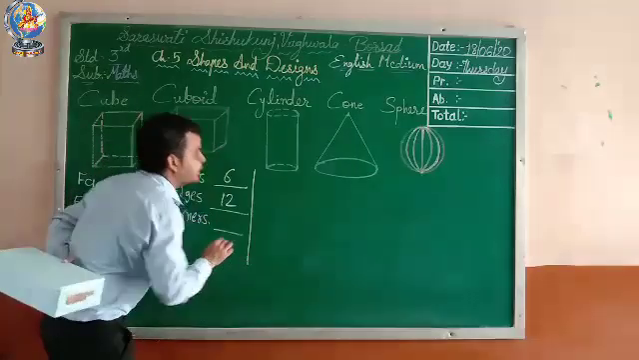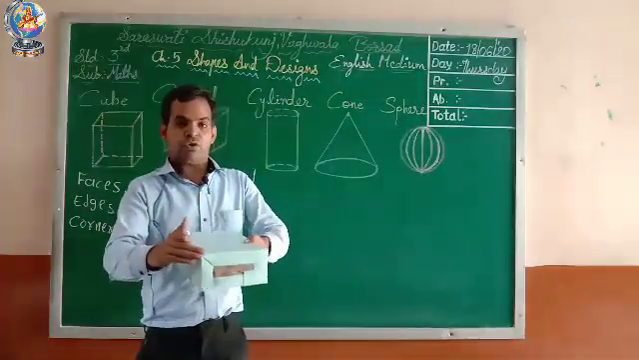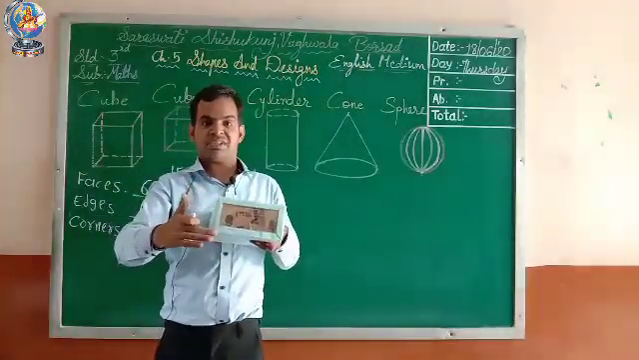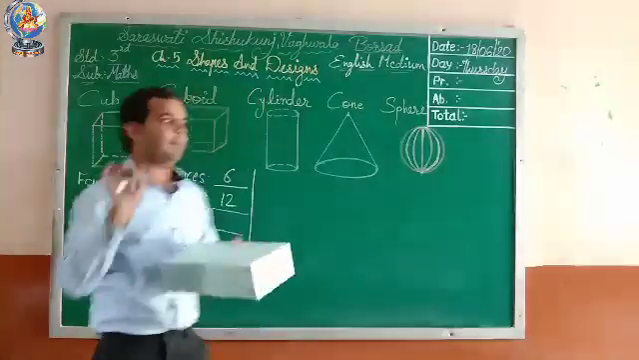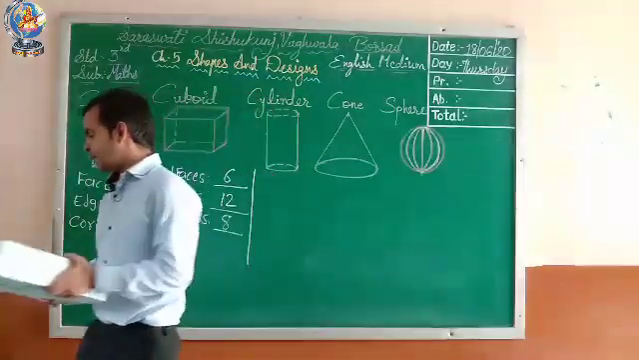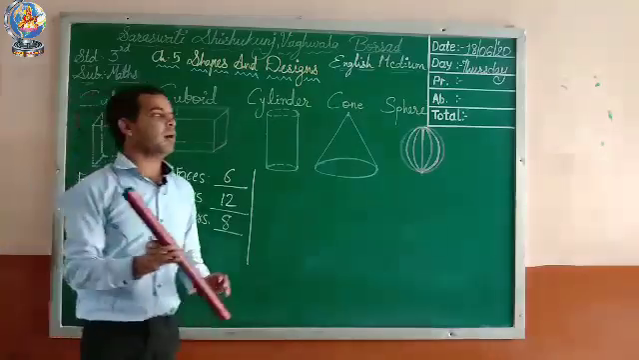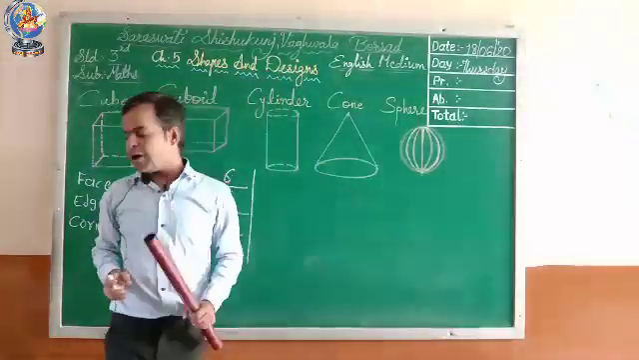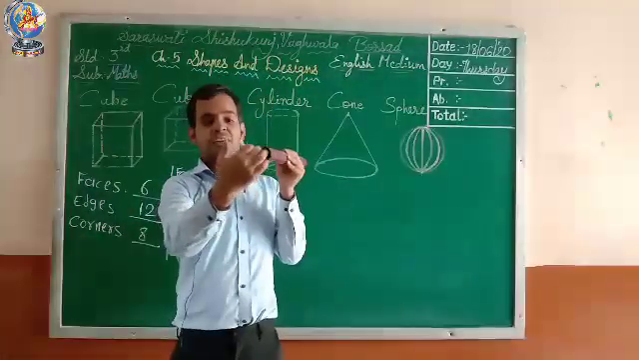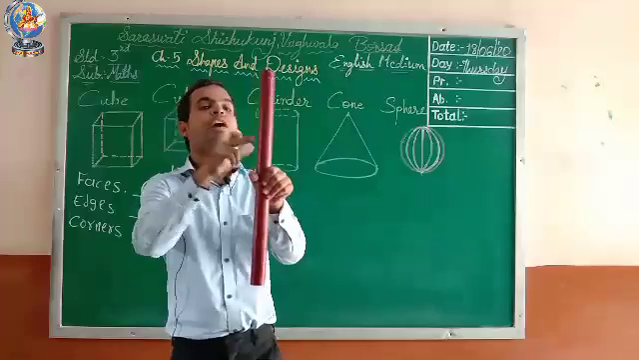Okay, now let's discuss the corners. How many corners in the cuboid shape? If we see here the corners, 1 2 3 4, then 5 6 7 8, which means the cuboid shape has 8 corners. Understood about that? Now let's see about the cylinder. How many faces does a cylinder have? Here, if you see, the circular face is one face, the second one, and this one is the curved face.